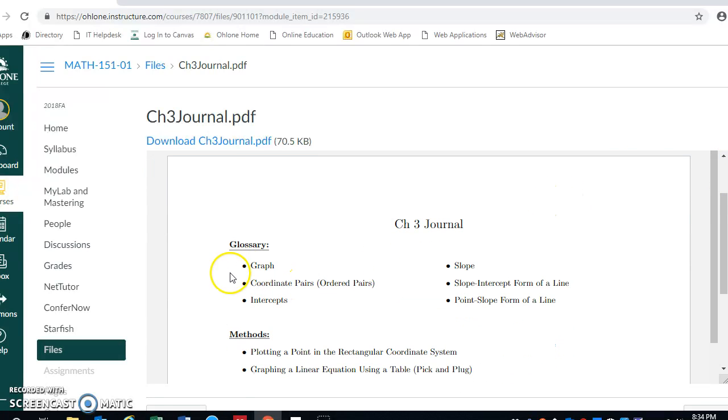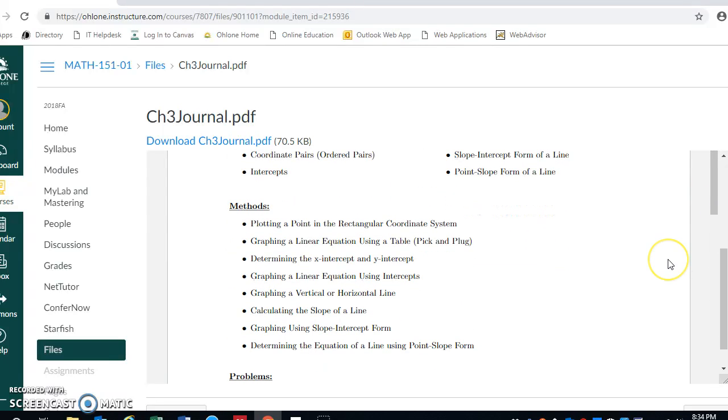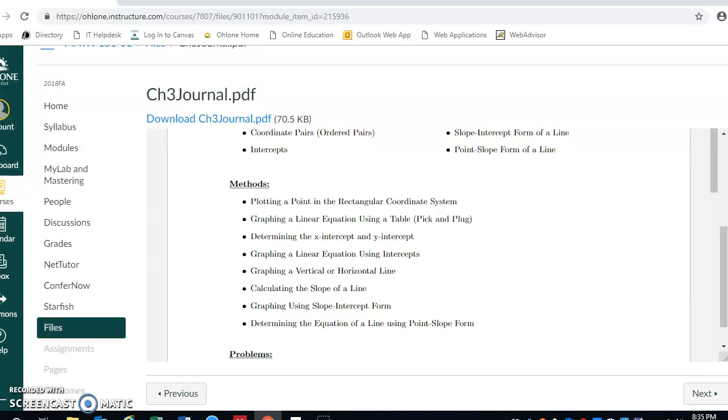So for the Chapter 3 journal, here are the glossary terms you need to define. Here are the methods you need to work through, and you know, the idea that you should have in your head is if a friend came to you and said, how do I graph a linear equation using the intercepts? You would say to them, first find the x-intercept. You do that by setting y equal to 0 and solving for x. Then find the y-intercept. You do that by setting x equal to 0 and solving for y. Plot the two intercepts that you find and draw the line that connects the dots, right? So it's step-by-step instructions, just like you would explain it to your friend.